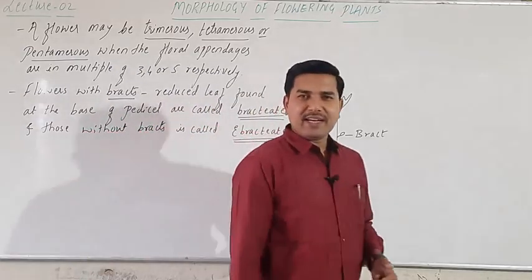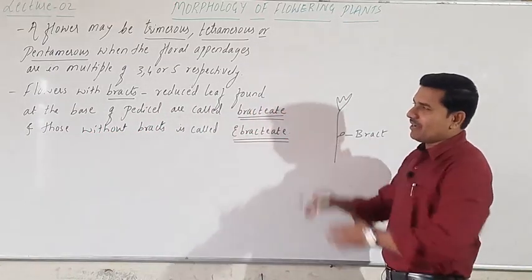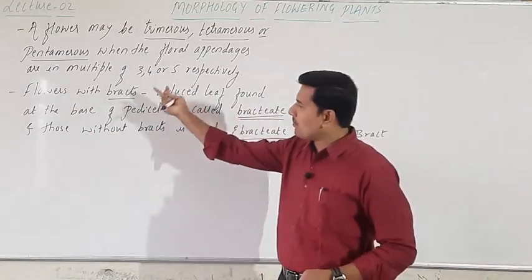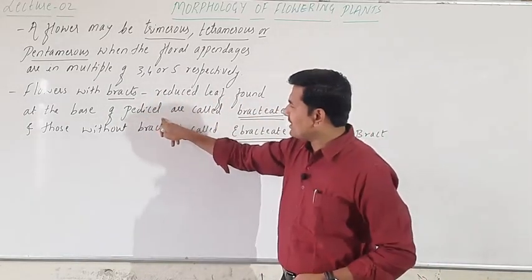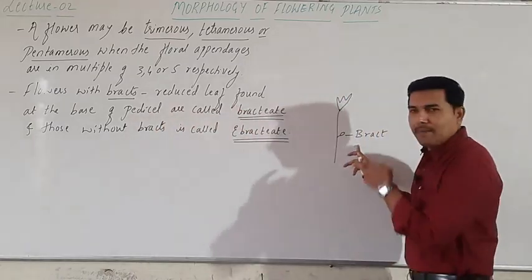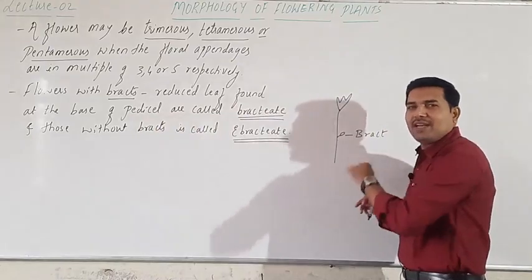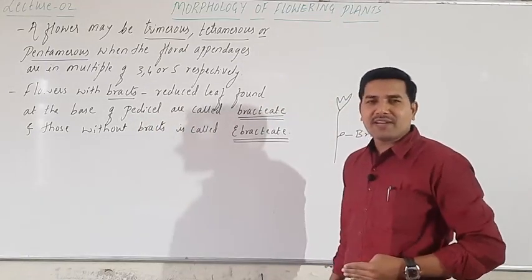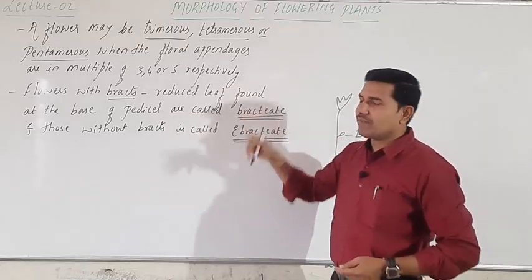What is bracteate and ebracteate? Objective question frame adaga you should write the definition. Flowers with bracts, meaning reduced leaf found at the base of pedicel, they are called as a bracteate, and if it is not present, if the pedicel is present without these bracts, we call it as a ebracteate. Okay. So, this is regarding the part of the flower.